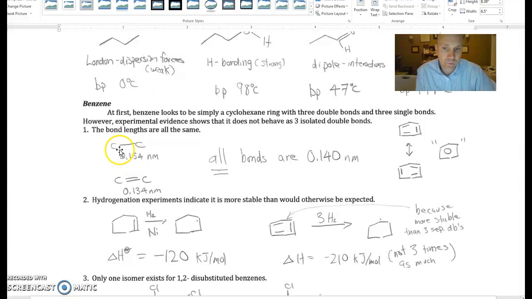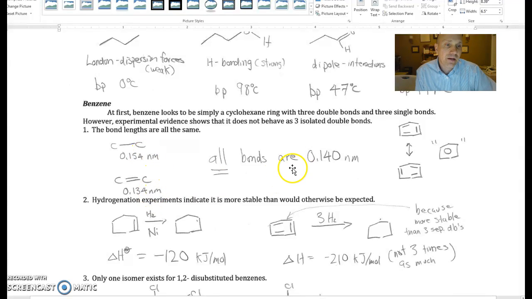What we know about the average carbon-carbon single bond is that it's got 0.154 nanometers of length. The average double bond would be 0.134. And so if benzene were to actually exist like this, you would expect that this bond right here would be longer than this bond right here. But what we actually know about benzene is that all of the bonds are exactly the same length, and that bond length is actually somewhere in between a single bond length and a double bond length.